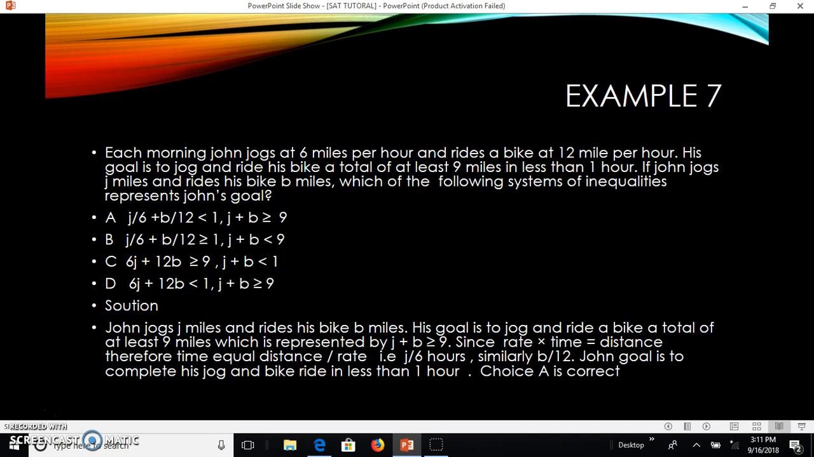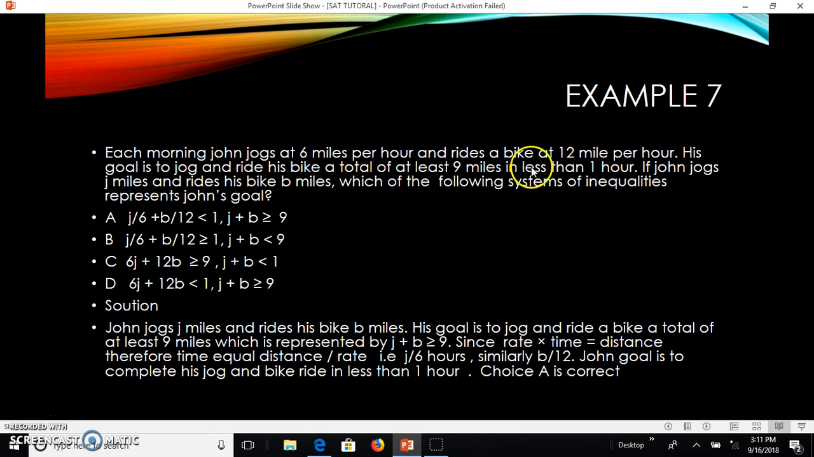Now this is an equation question, and you need to interpret it. Each morning John jogs at 6 miles per hour and rides a bike at 12 miles per hour. His goal is to jog and ride his bike a total of at least 9 miles in less than 1 hour. If you see anything like less or at least, take note of them. They are very important. If John jogs J miles and rides his bike B miles, which of the following systems of inequalities represents John's goal?